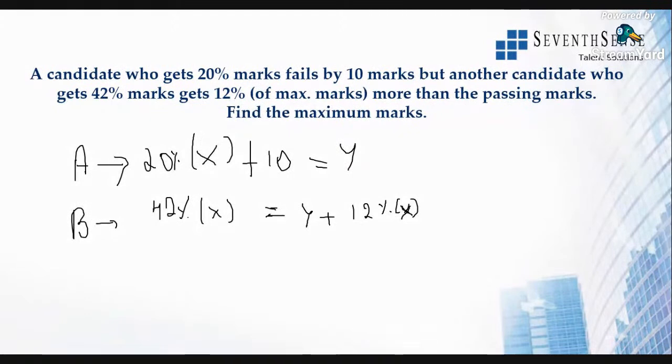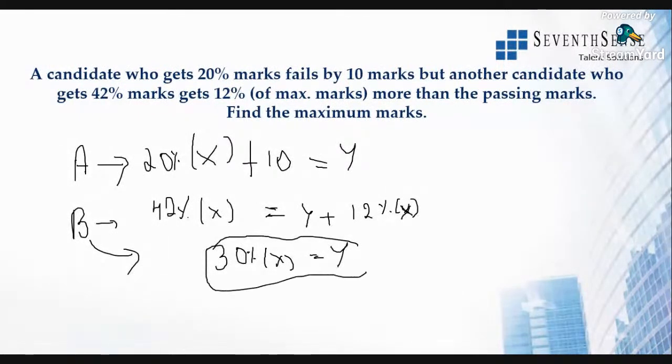If you just subtract this, from B we get 42 minus 12, which is 30% of the total marks is the passing marks. So we get to know it is 30% of the total marks, right? So substitute Y here. So that becomes 30% of X is equal to 20% of X plus 10, right?